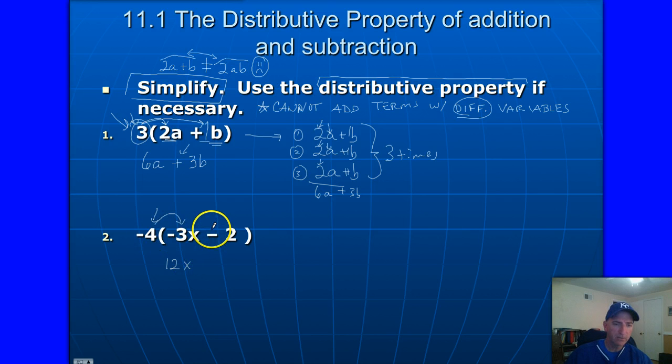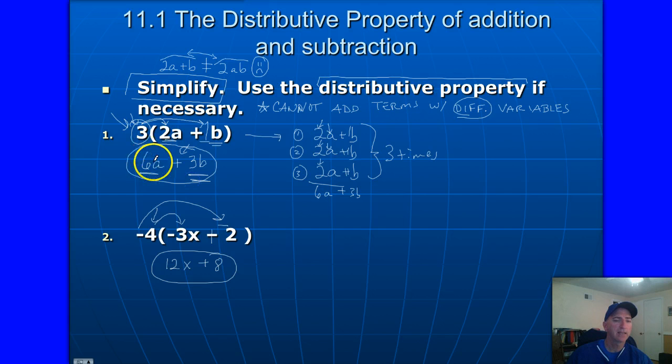Now with this subtraction, I like to think of that as plus negative. Remember, changing subtraction, because I'm taking now negative 4 times negative 2 and making that positive 8. There. And that is this one simplified. And I forgot to mention up here, number 1, that that is the answer. That is the most simple you can make this expression here.